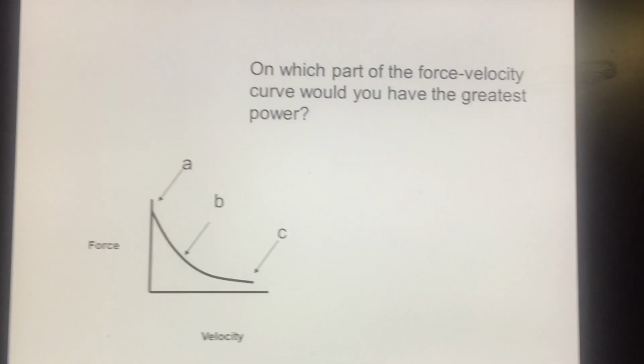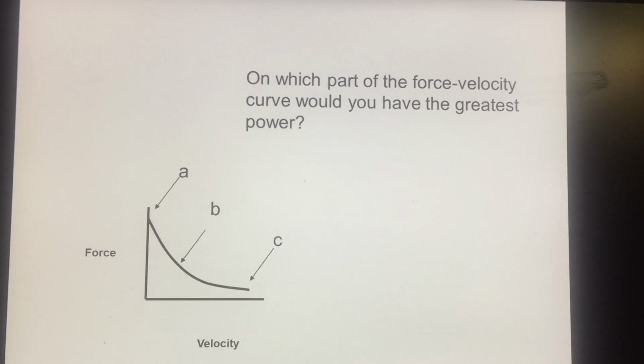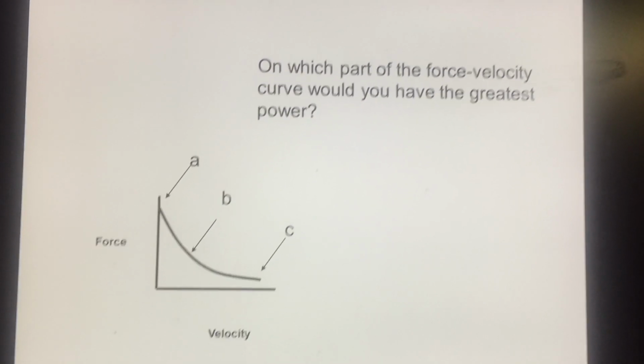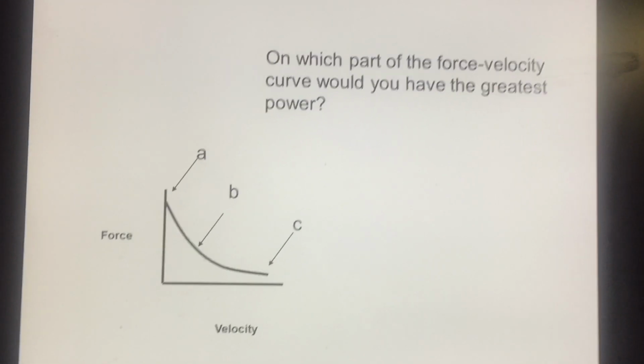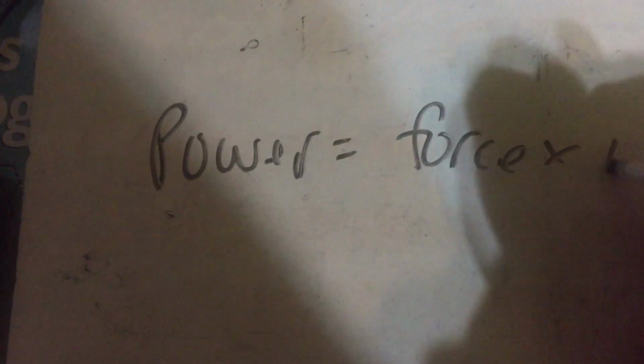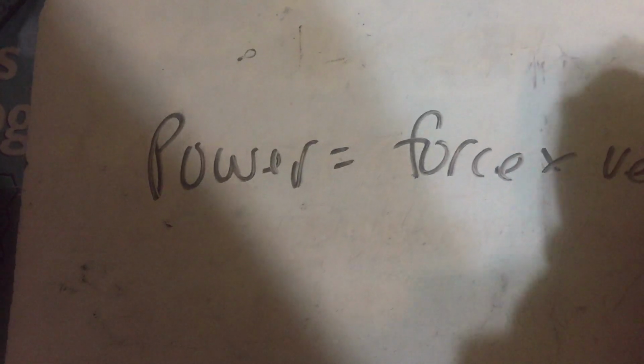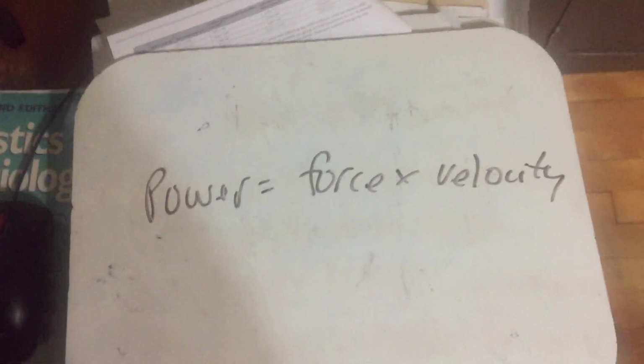And the last question here asks on what part of the force velocity curve would you have the greatest power output? Now power, if I can draw an equation here, power is equal to the product of your force times velocity. So it's determined by both force and velocity.